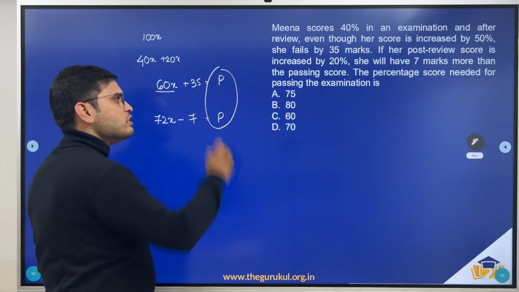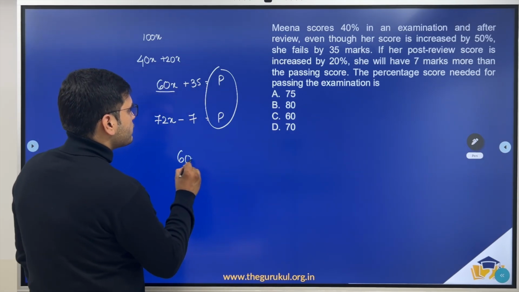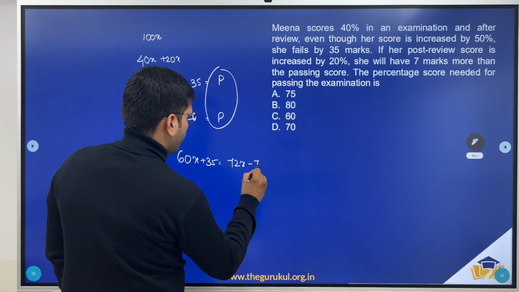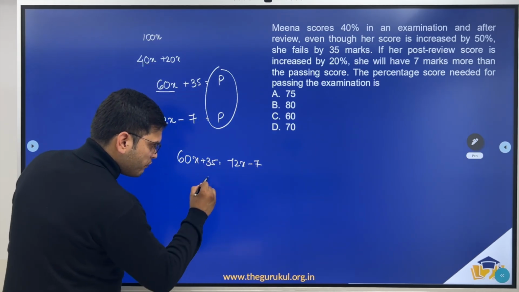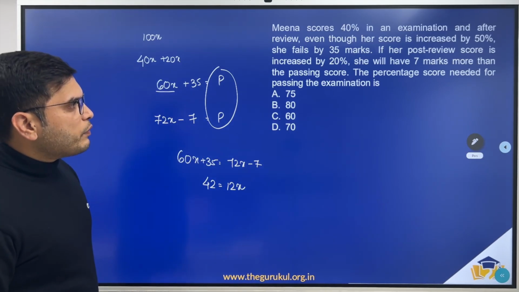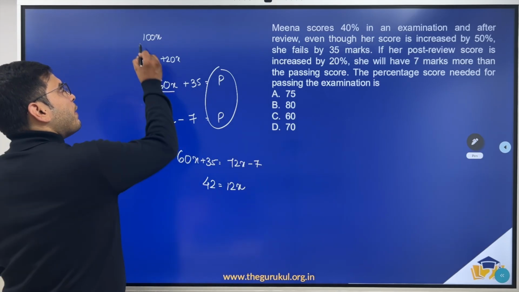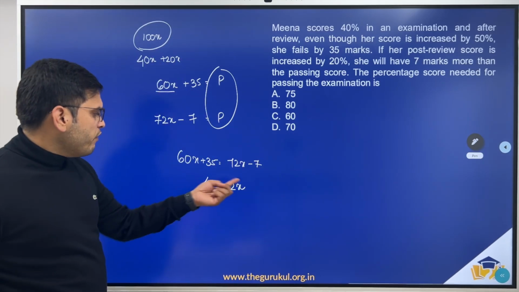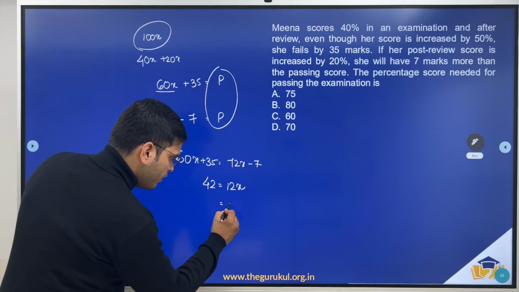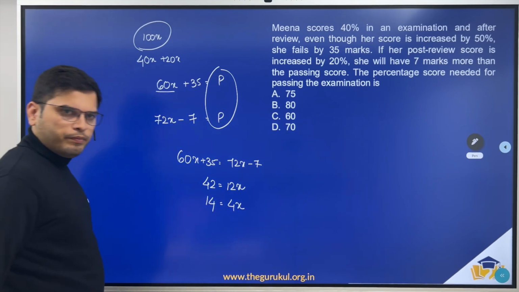Now in both the equations the right hand side parts are same, so you can just equate the left hand side parts. So 60x plus 35 should be equal to 72x minus 7. So 35 plus 7 is 42. 42 is equal to 12x, right? Now what was asked? The percentage score needed for passing the examination, right? Now first let's find the maximum score. If 12x is equal to 42, I can further simplify this by dividing by 3. 4x will be equal to 14.